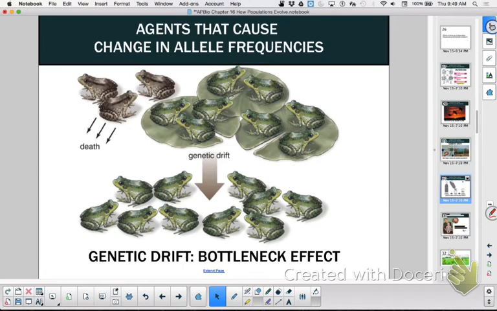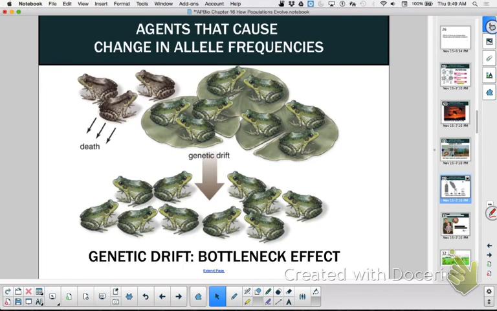So look at your notes. Genetic drift: changes in allele frequencies of a gene pool due to chance events. Smaller gene pools are more impacted by drift. A bottleneck effect is when there's a disaster. So the new population's allele frequency does not reflect the original.